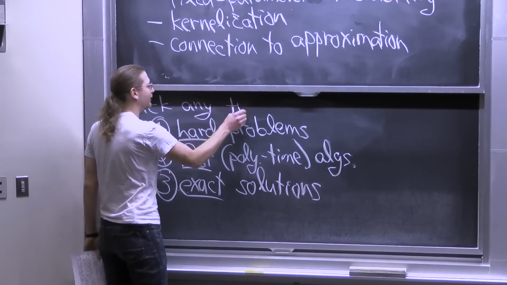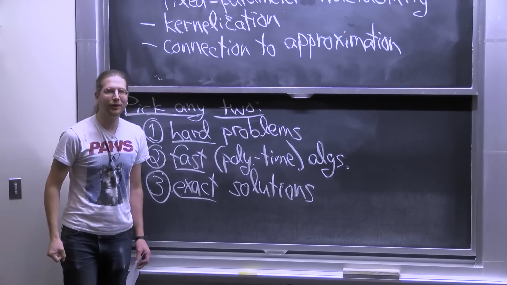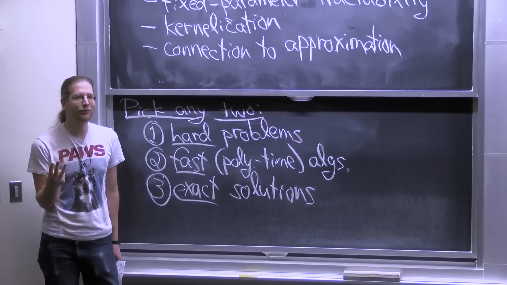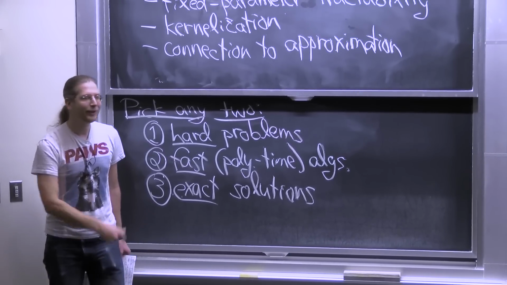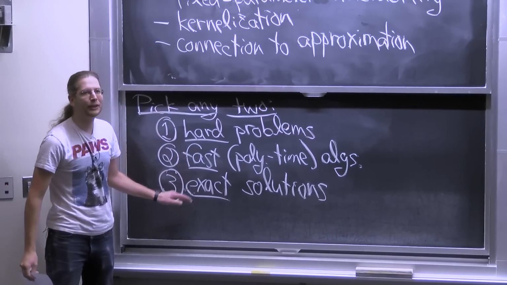This is a bastardization of a joke, which is: sleep, friends, work. Pick any two. That's the MIT motto. Here in algorithms, hard, fast, exact, pick any two.